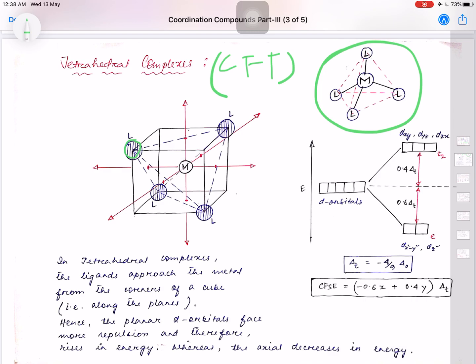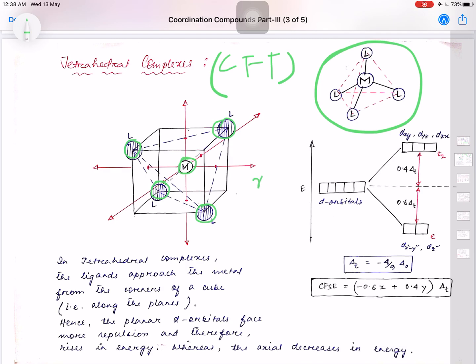Okay, it means we take alternate corners and place 4 ligands. In the cube we have 8 corners, and tetrahedral complexes have 4 corners. So we skip one corner and place one ligand in the alternate corners. And the metal, same as before, is at the center of the cube.